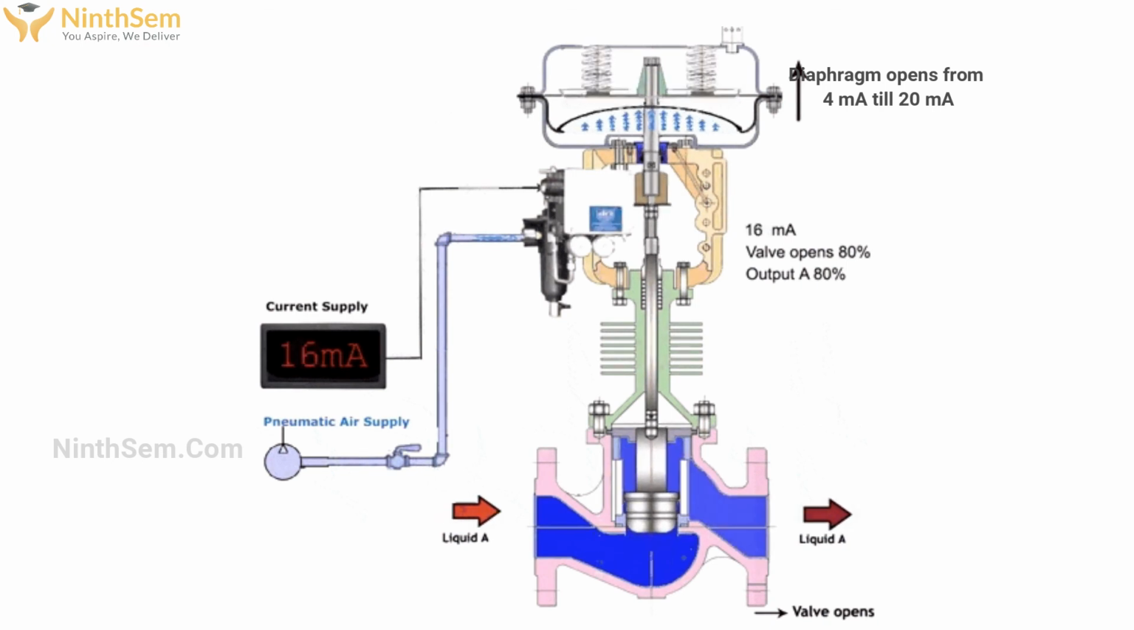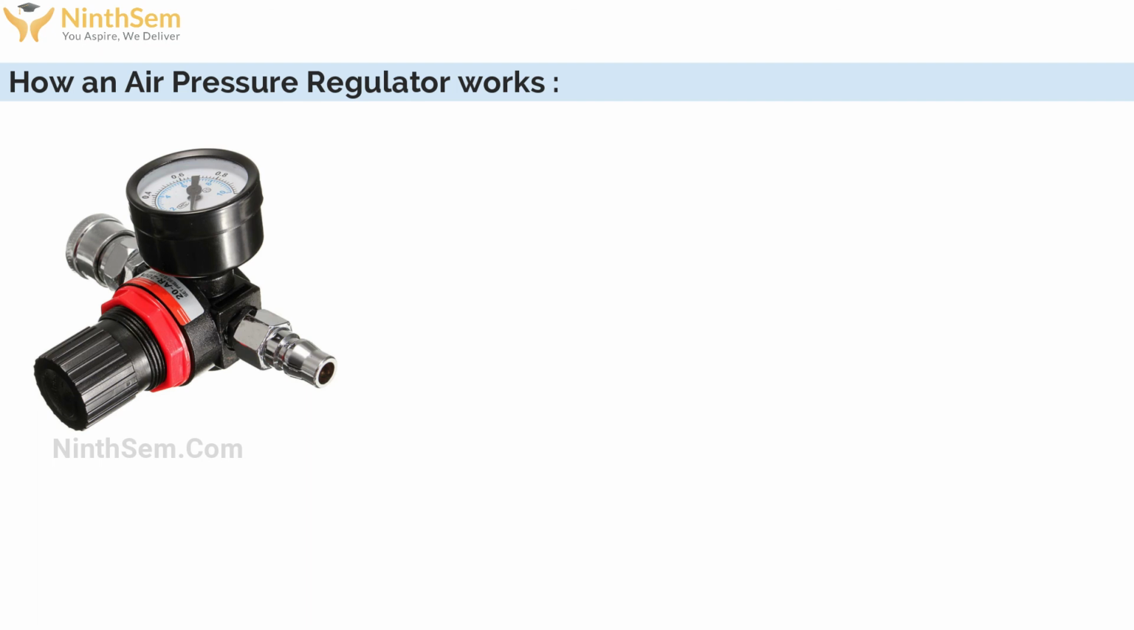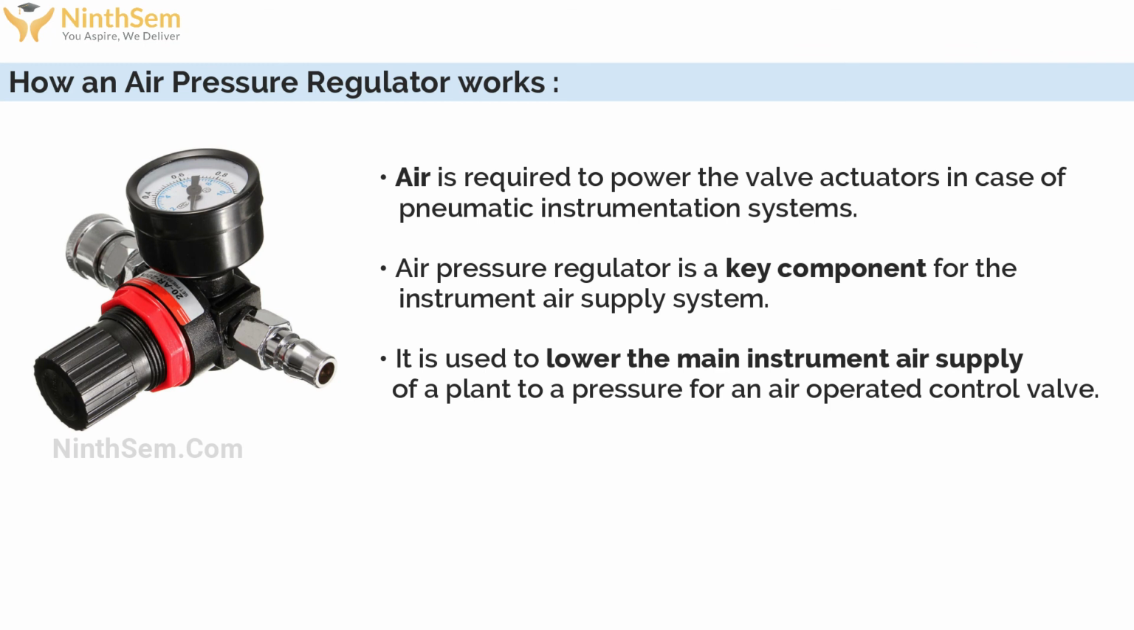So, now how does an air pressure regulator work in the control valve? In a pneumatic instrumentation system, instrument air is required to power the valve actuator. The air pressure regulator is a key component for the instrument air supply system. The air pressure regulator is simply a device used to lower the main instrument air supply of a plant to a pressure suitable for an air operated control valve.